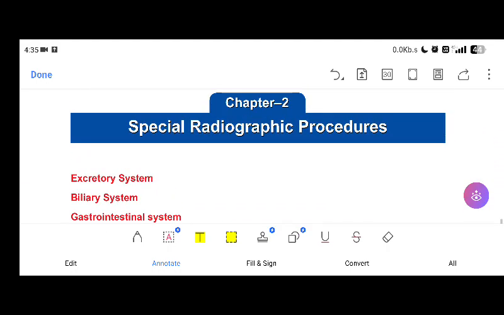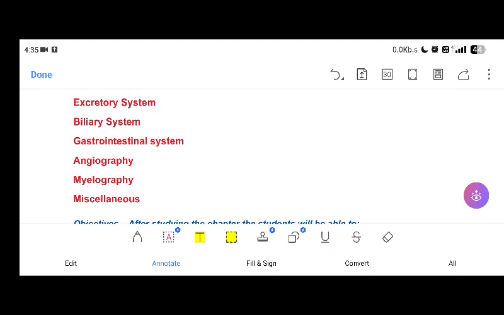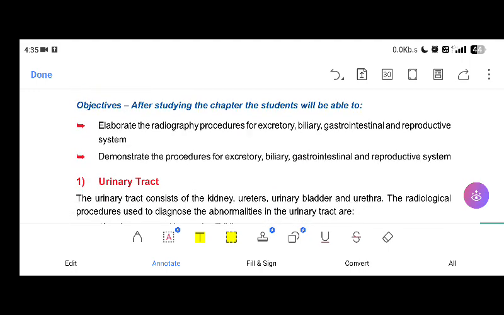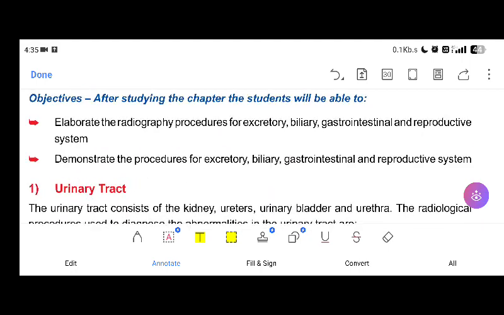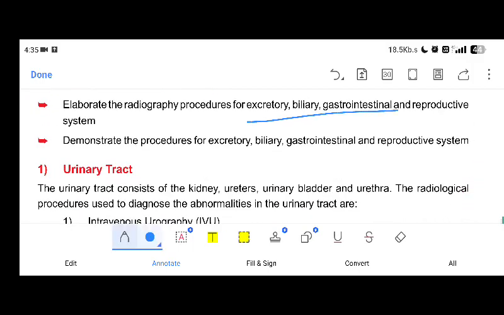So these are the excretory system, biliary system, GIT, angiography, myelography, and miscellaneous. Here we will elaborate the radiography procedures for the excretory, biliary, and GIT reproductive systems, and demonstrate the procedures of the excretory, biliary, and GIT reproductive systems.